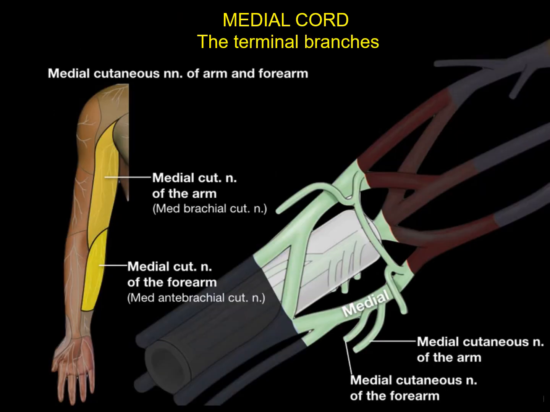The terminal branches of the medial cord are the ulnar nerve, the medial root of the median nerve, and the medial cutaneous nerve of the arm and forearm. The medial cutaneous nerve of the arm innervates the skin in the medial region of the arm. The medial cutaneous nerve of the forearm innervates the skin in the medial region of the forearm.